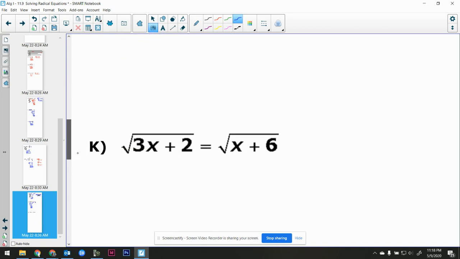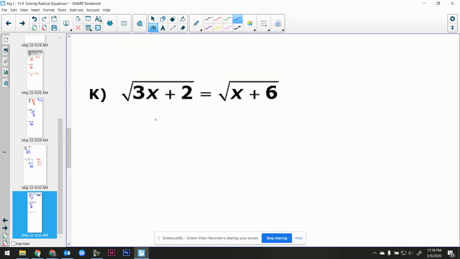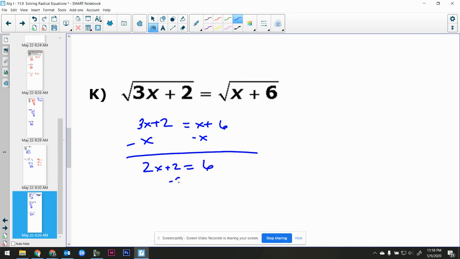Last problem coming. This one's balanced. So nice. So I get 3x plus 2 is equal to x plus 6. So I subtract the x. I get 2x plus 2 is 6. Subtract the 2 now. 2x is 4. So x is 2. Okay.